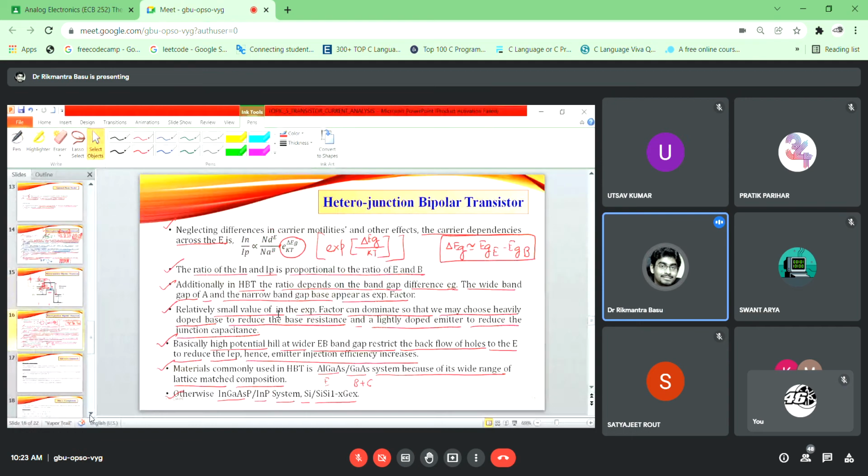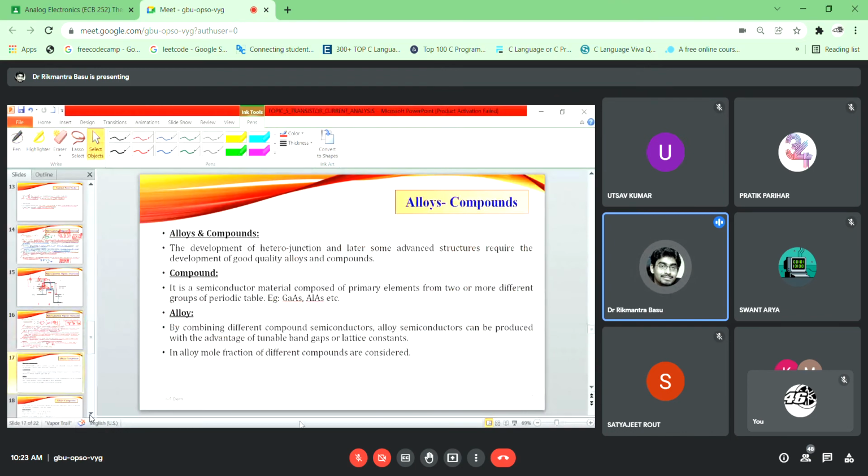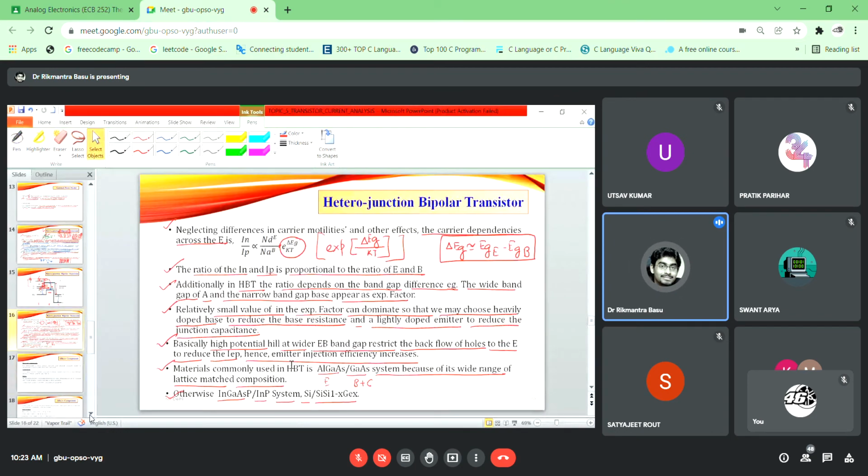So we have taken care of this through these alloys and compounds. Very quickly before we leave, what were those alloys and compounds we did? Whom do we call an alloy or a compound? Those we have already done. That's why I'm asking.